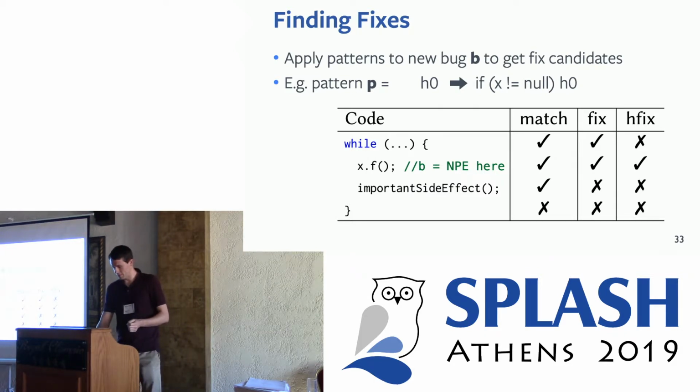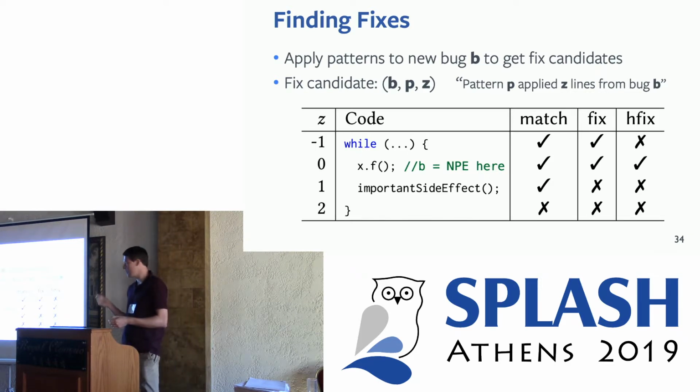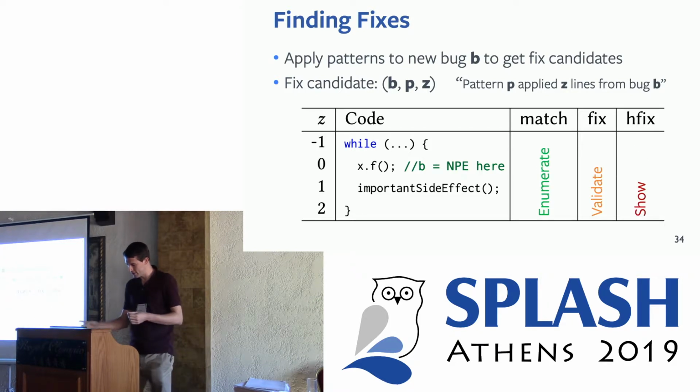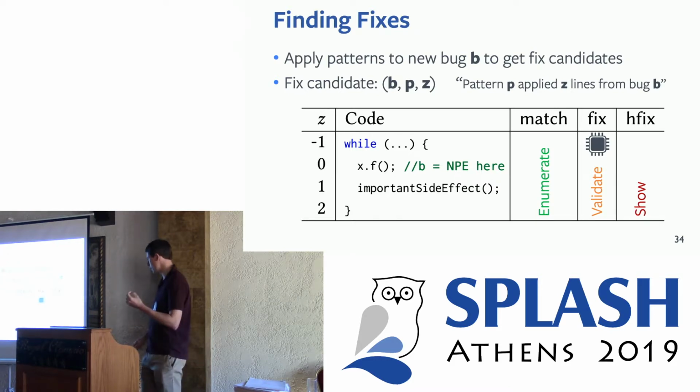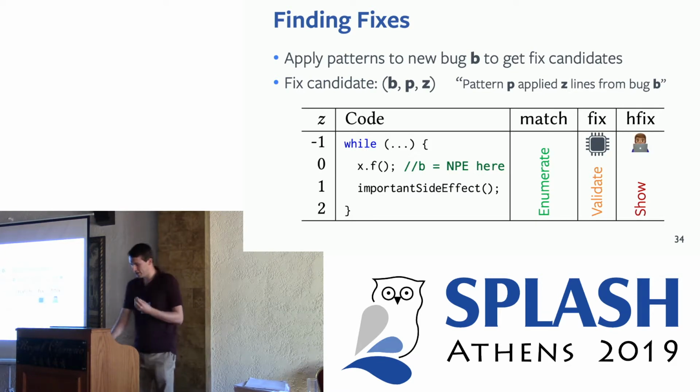So let's formalize this a little bit. Fix candidates are triples B, P, Z, which means pattern P applied Z lines away from bug B. So match here is just Getafix enumerating things. Fix requires us to rerun some analysis tool, and so it actually gets a little more expensive there. We're burning CPU cycles. But then finally, hfix at the end is the most expensive. This is where we actually have to show a fix to a developer for them to decide if it's reasonable or not. And so this is actually the most expensive.